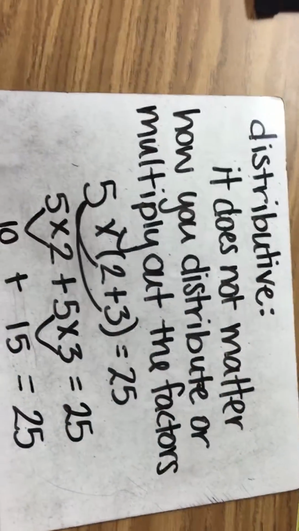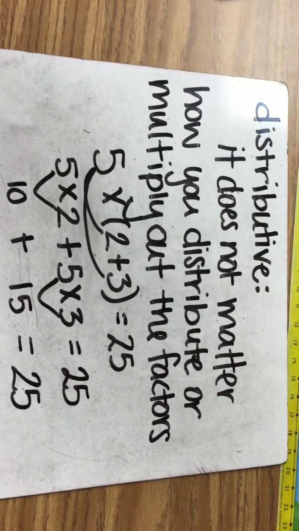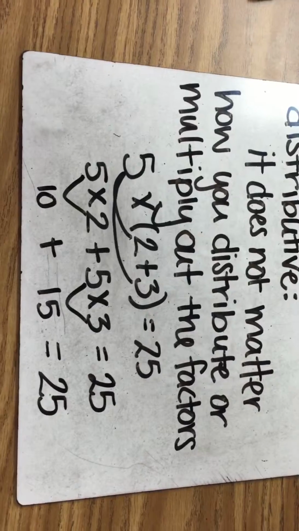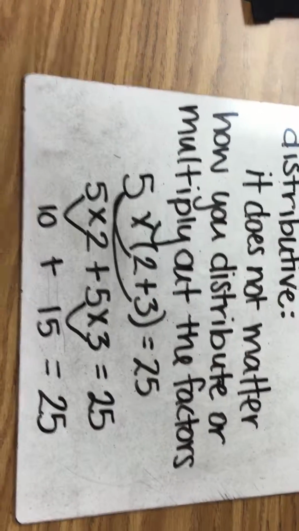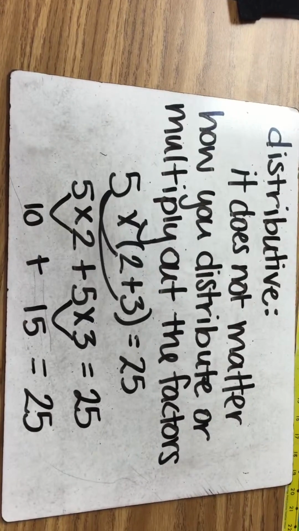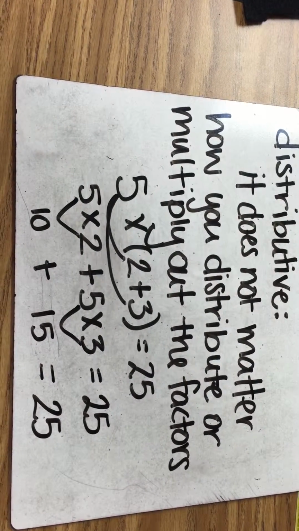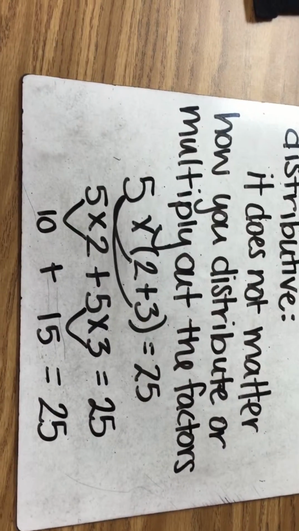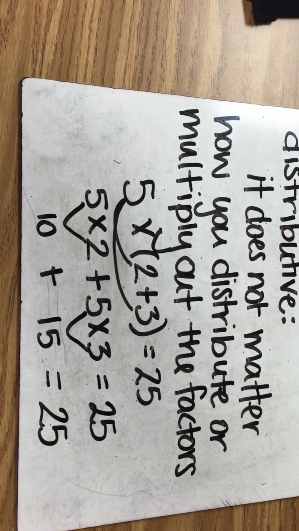In the distributive property of multiplication and addition, it doesn't matter how you distribute or multiply out the factors. So in this case, 5 times (2 plus 3) equals 25, because since the parentheses are around 2 and 3, you would want to add those two numbers together to get 5, and then multiply that answer by 5 again, 25.